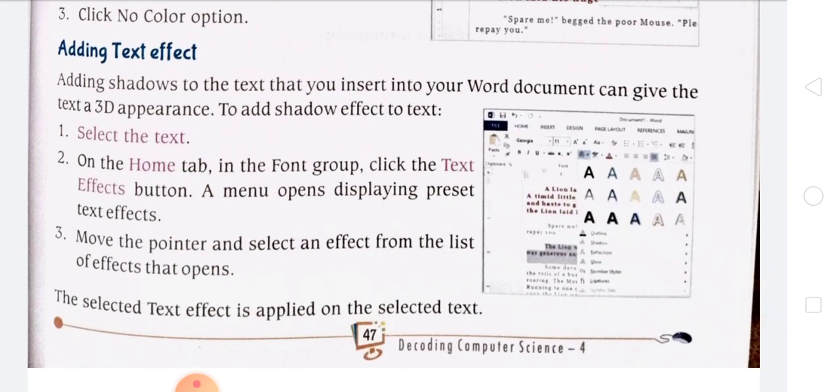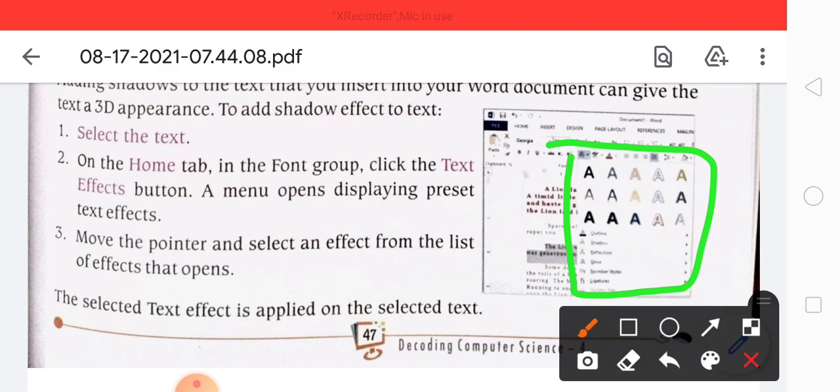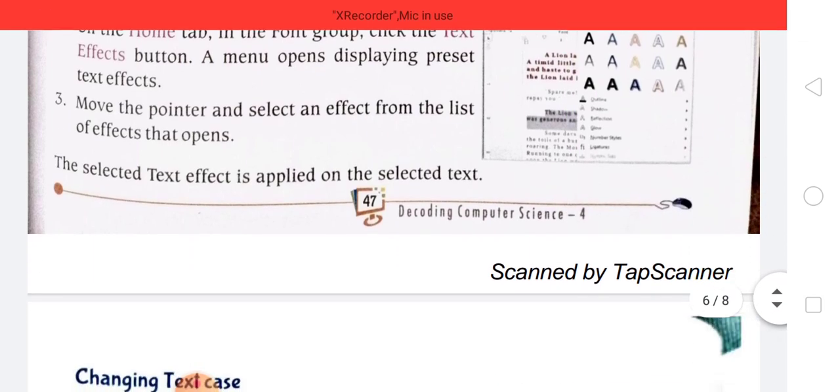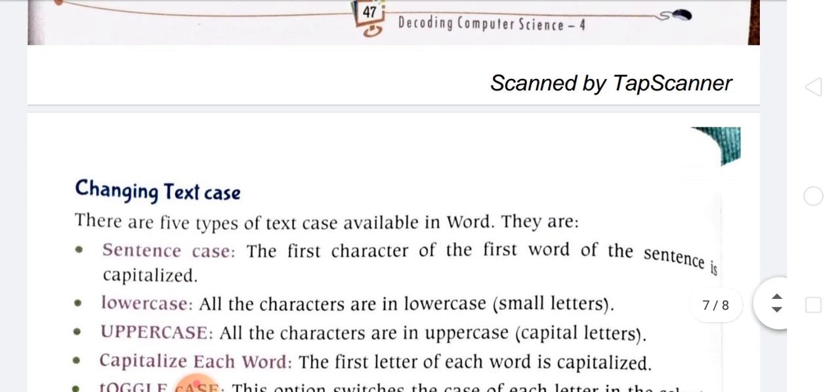Adding text effect. Here you see there are many effects which we find within the Word home tab. These are the options. First of all, select the text, then go to the home tab, then the text effects button comes, click on it, and after that you see how your document looks in each and every type of text effect. Then just see which one you want and apply it to your text.